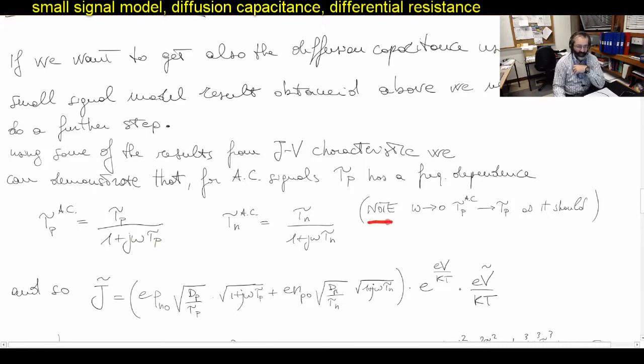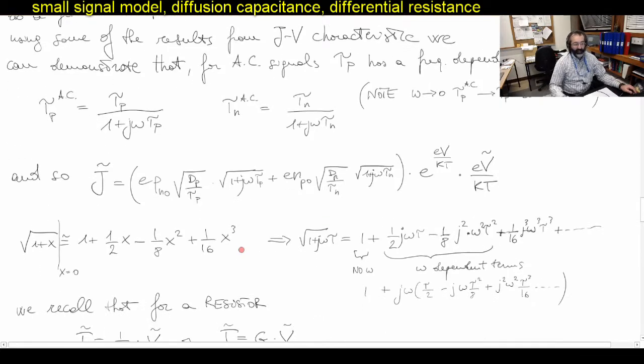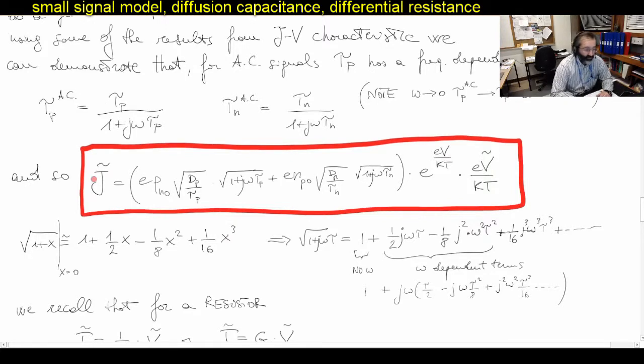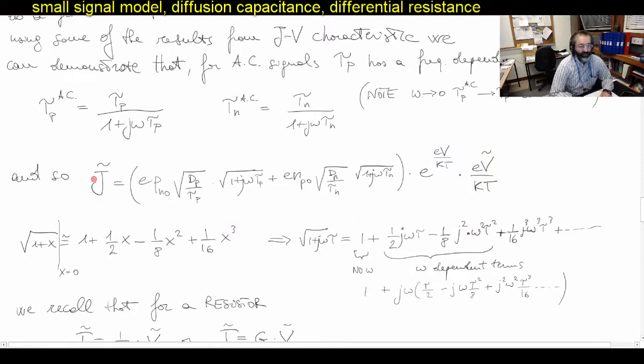As you can see here, I've also written it explicitly. When omega goes to 0, tau p AC tends to tau p, the value that we defined some time ago. The same for tau n AC. So we substitute these into J0, and finally we can write the final expression that we will use now to find the diffusion capacitance and refine also the differential resistance for the PN junction.